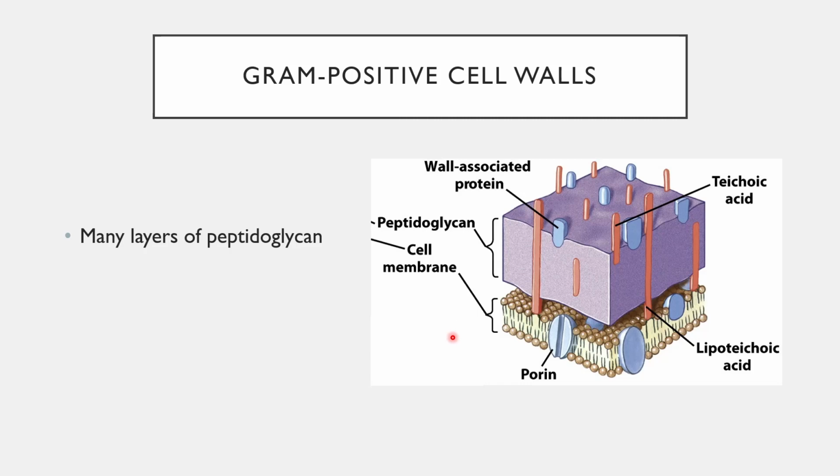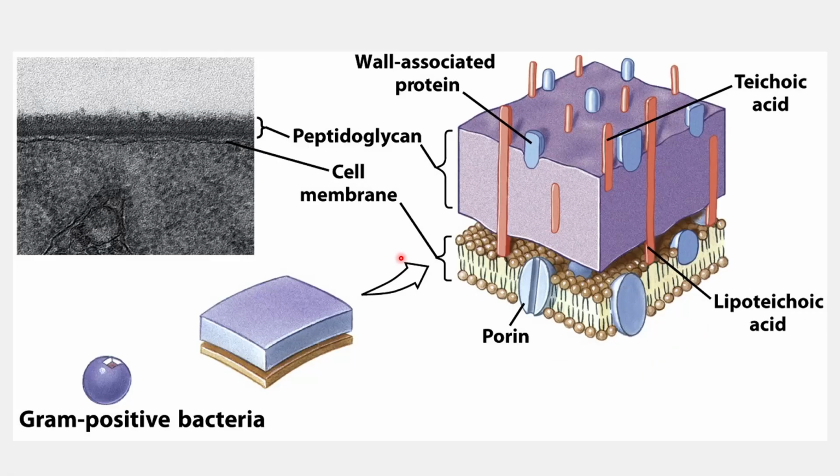Gram-positive cell walls contain many layers of peptidoglycan that are stacked on top of each other, signified here by the big purple block on top of the cell membrane. They are therefore very thick and rigid, and they are interspersed with things called teichoic and lipoteichoic acids, which play a role in regulating cell division and determining the shape of the cell. So here's a closer look at the gram-positive cell wall, and as we can see, it's very thick and located on top of the cell membrane here.